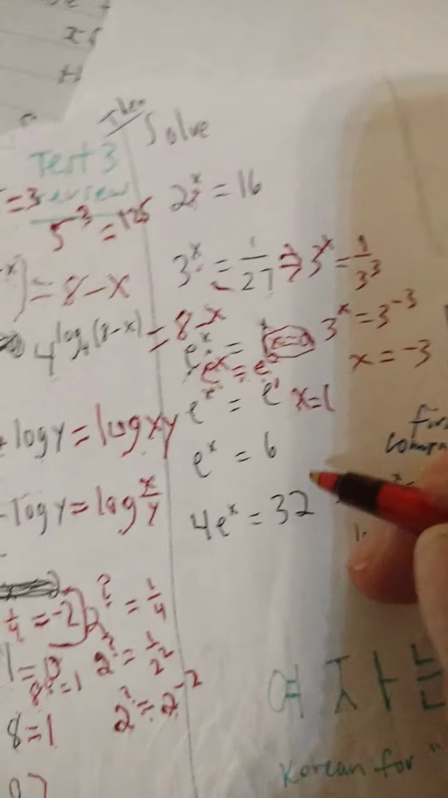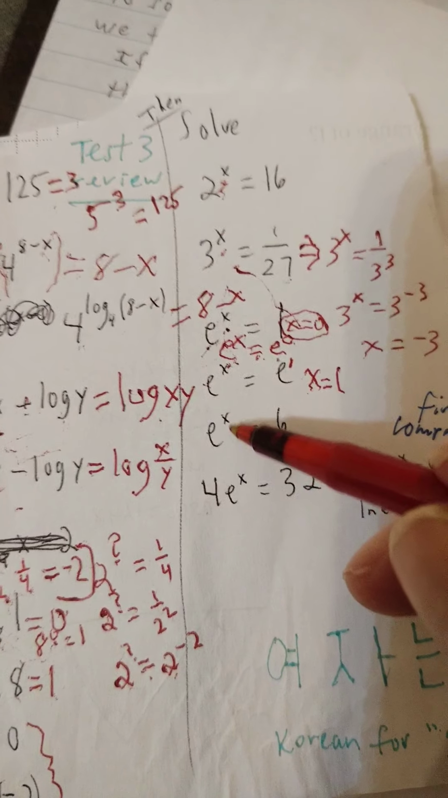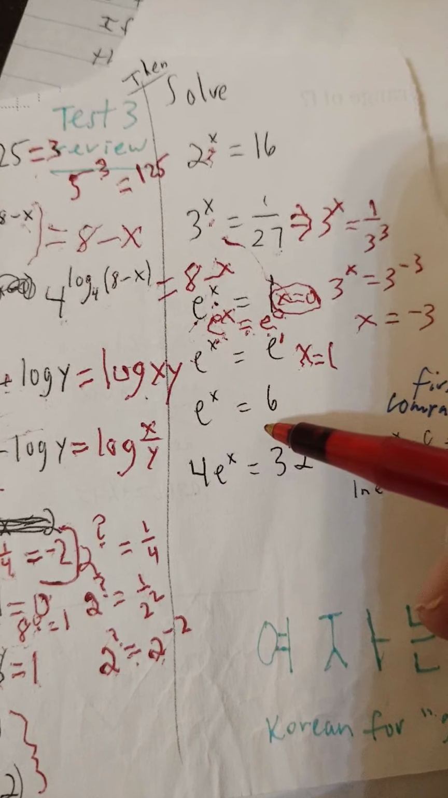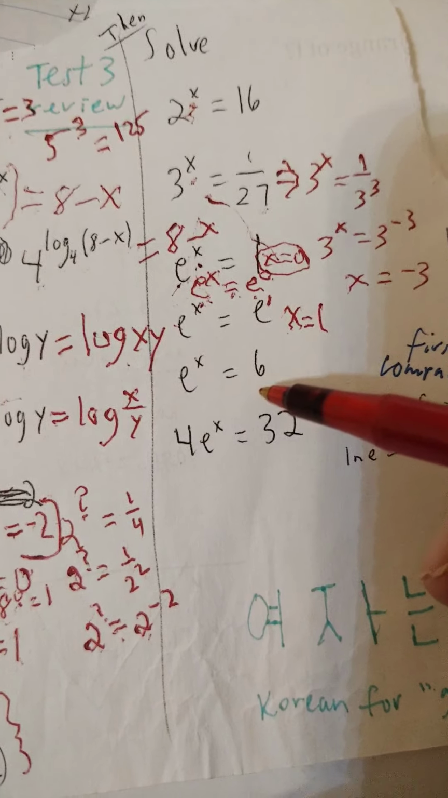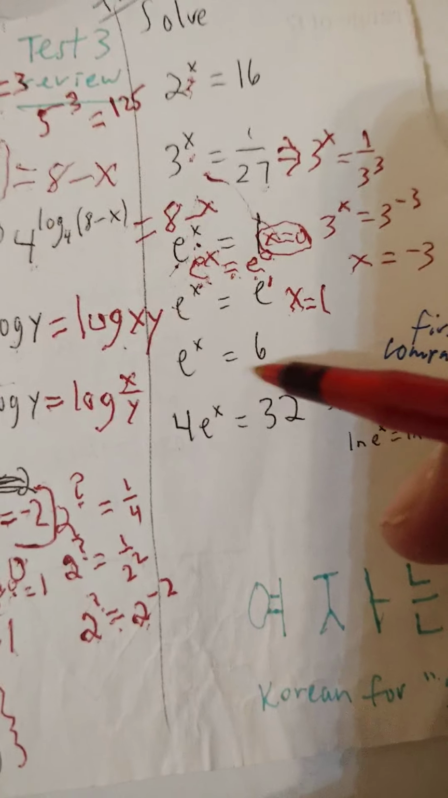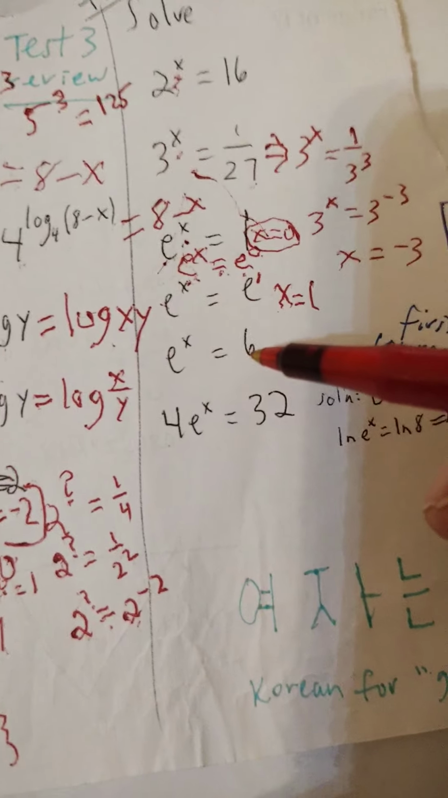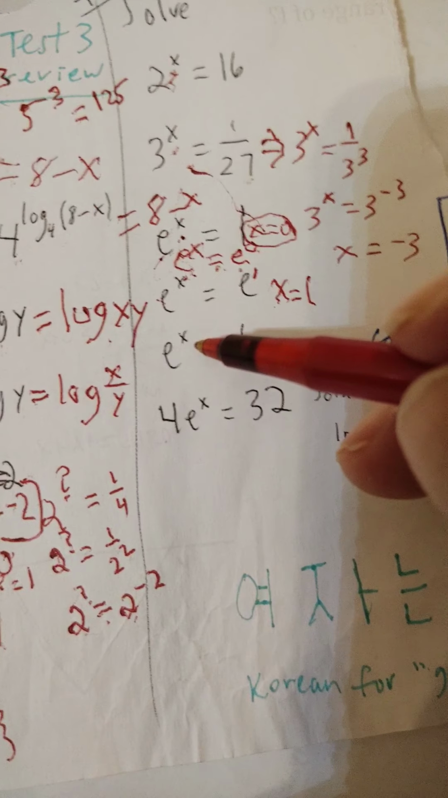What about this? Ooh, this one looks interesting. It's an exponential equation because I see the variable in the exponent. And what's the best way to solve an exponential equation? This one's tough because 6 is not a power of e. So we got to use logs. Remember, logs unlock the exponent.